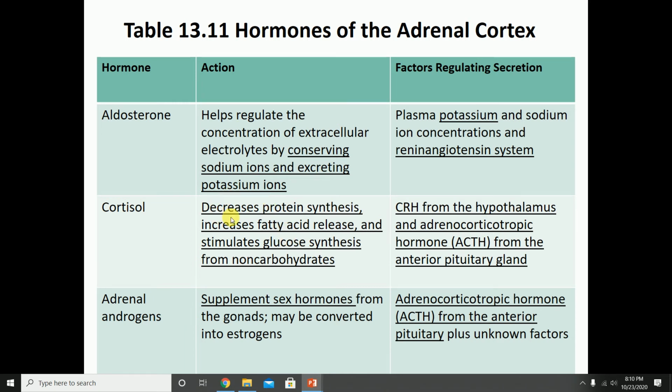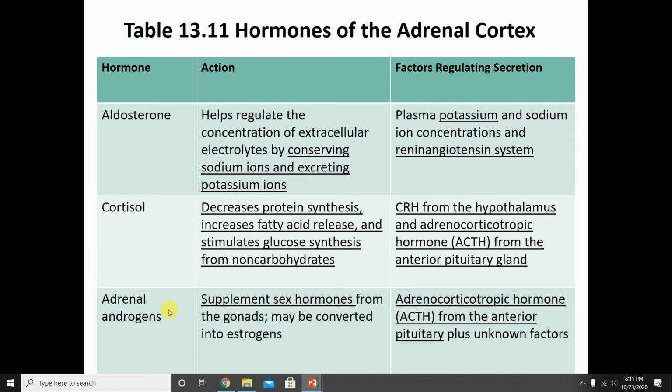So again, your cortisol will break down the protein into amino acids. It'll break down fat or triglyceride into fatty acid chains, and it will use all of those, the amino acids and those fatty acid chains, in order to make glucose. So these patients would have very high levels, or that would lead to hyperglycemia. So if somebody has high levels of cortisol, that person can become diabetic.